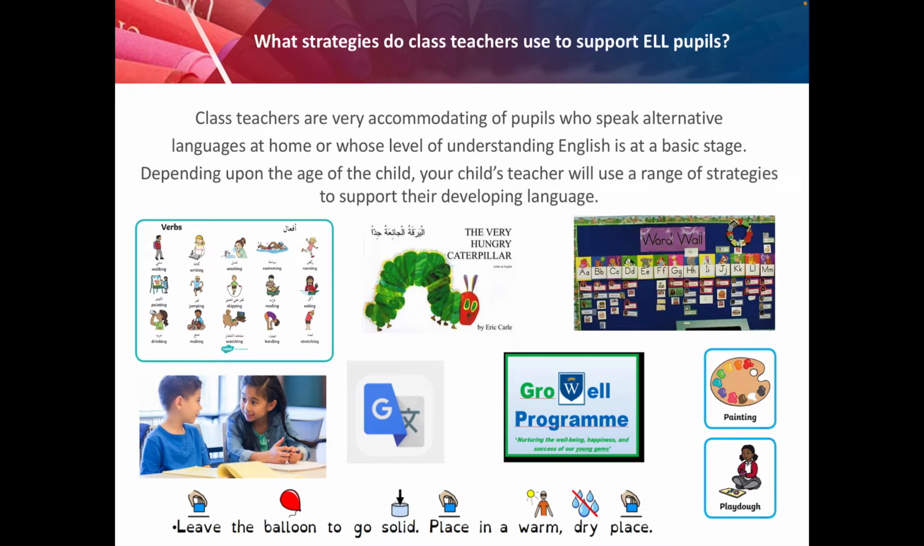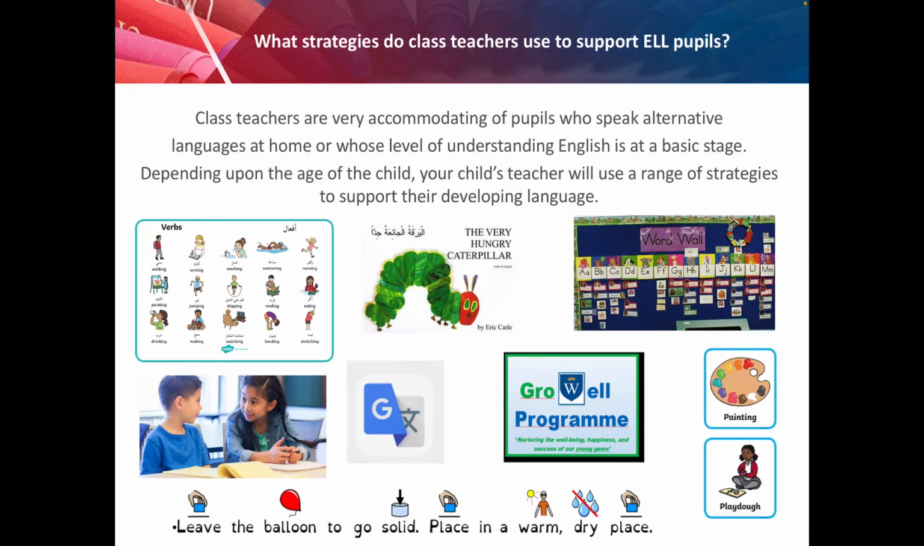So you can see there that there's a word map for verbs, and it has, I believe, Arabic. Yeah, it's quite small. Yeah, it's Arabic on there. And so the child can see the Arabic written form and the English form of that word.